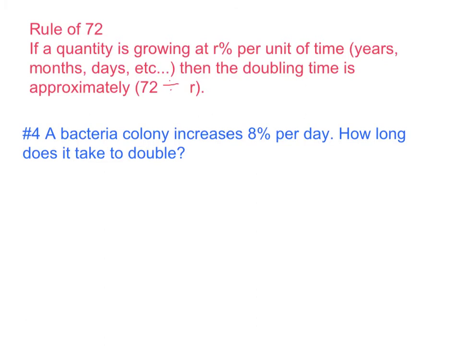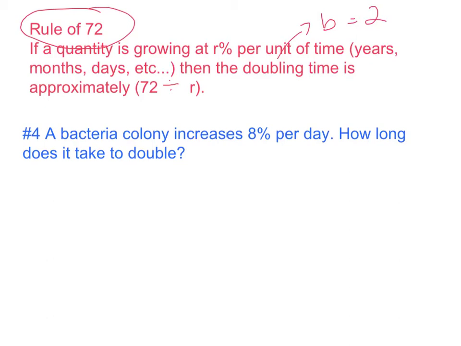Okay, one cute little rule here that I want to go over before this section's out is called the Rule of 72. And here's what it says. If a quantity is growing at some rate, some R percent, 5%, 6%, 7%, whatever it might be, per unit of time, years, months, days, whatever, then the doubling time, how long it takes to double, i.e. in the old formula, B would have been 2, is approximately 72 divided by R. That's true. It works. It's not exact. It's not a perfect science, but it's pretty darn close.